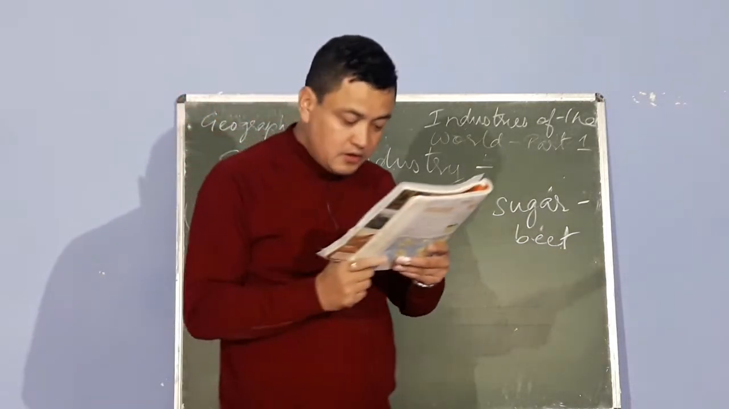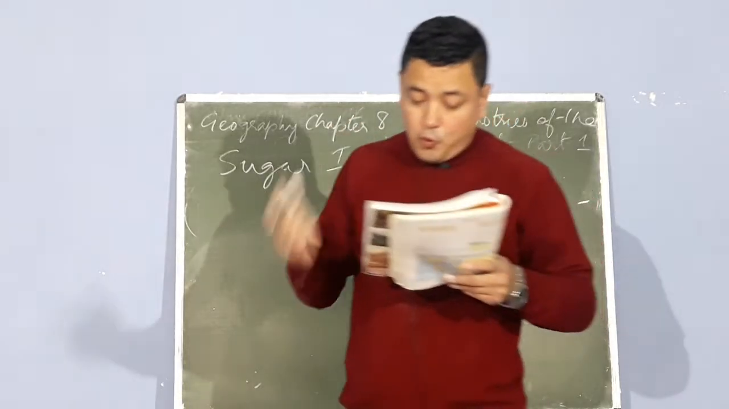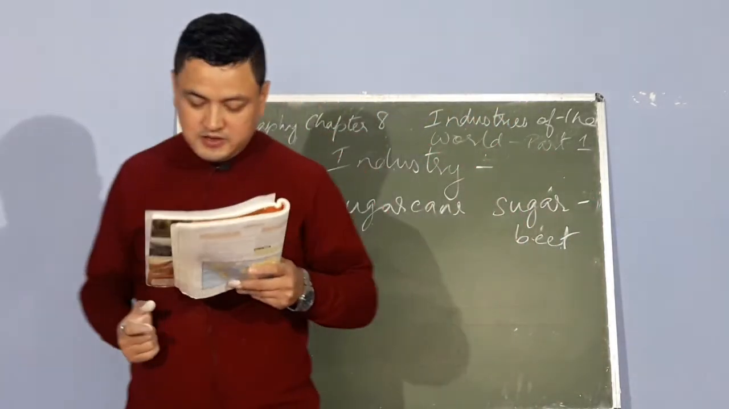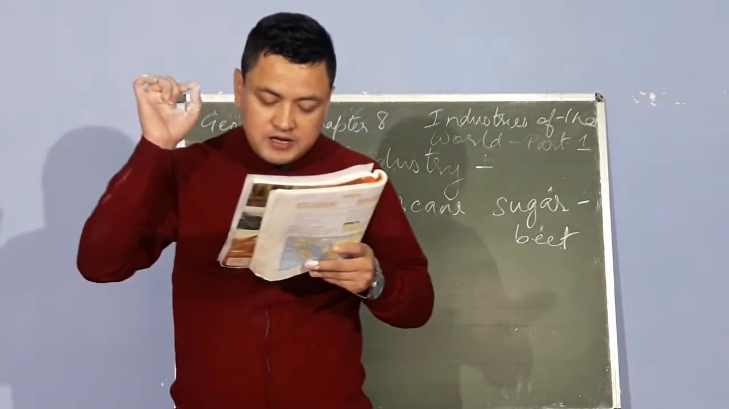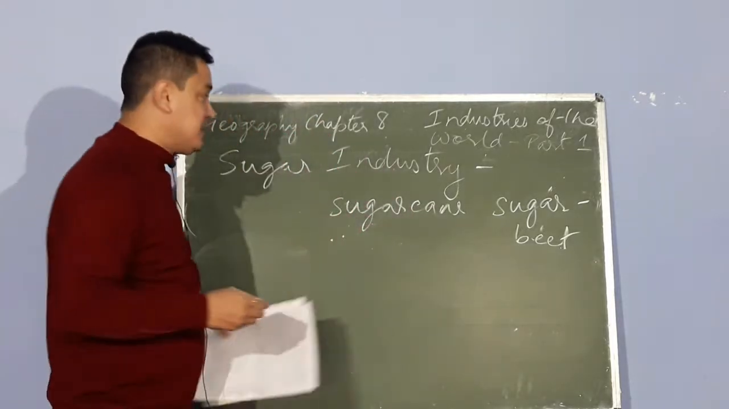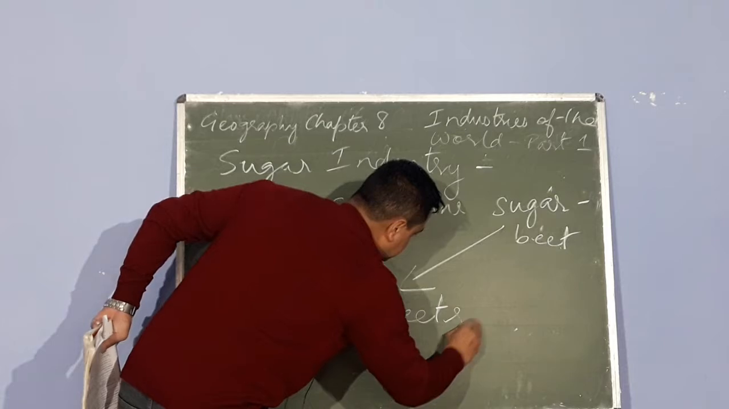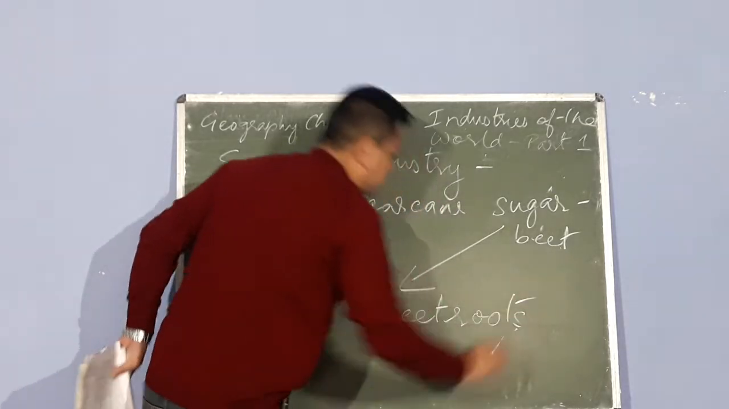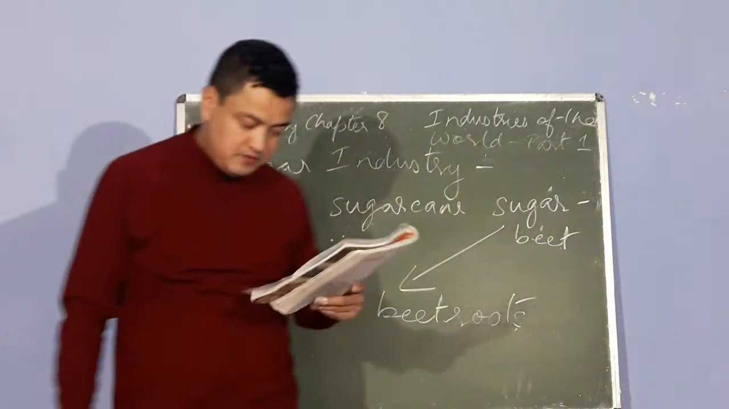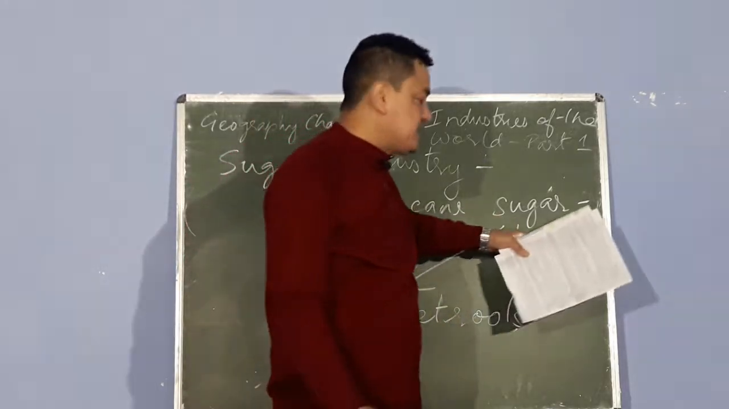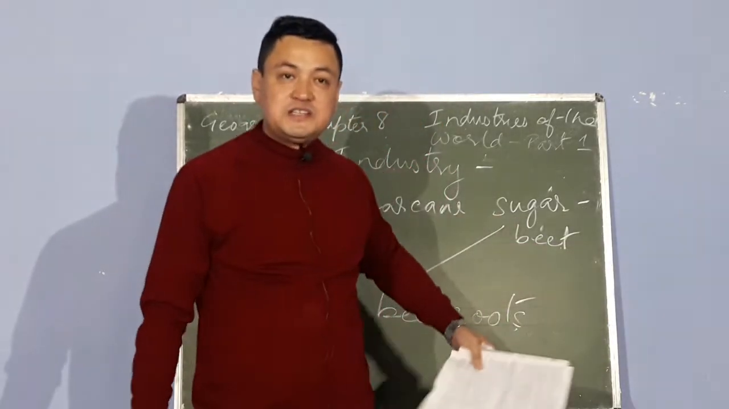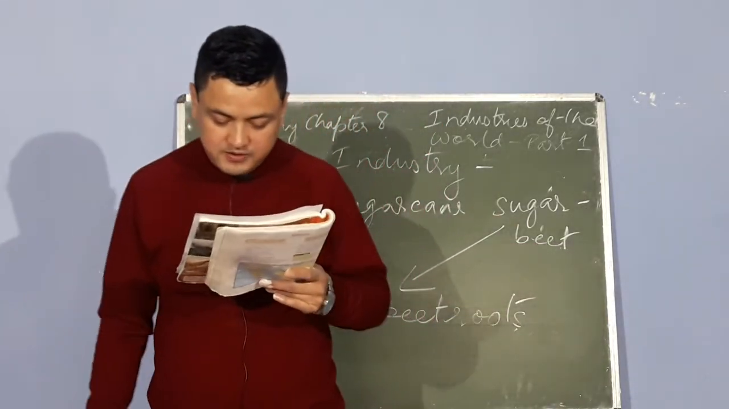Now sugar beets are white in color, and come from the same family as beetroots. I think you have seen the beet, okay? But this sugar beet is basically white in color. Beet is basically reddish in color.